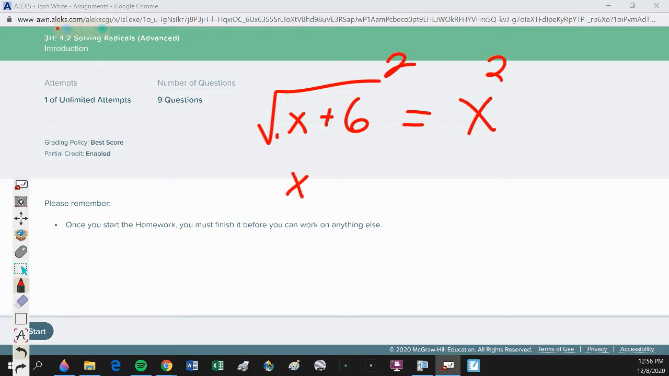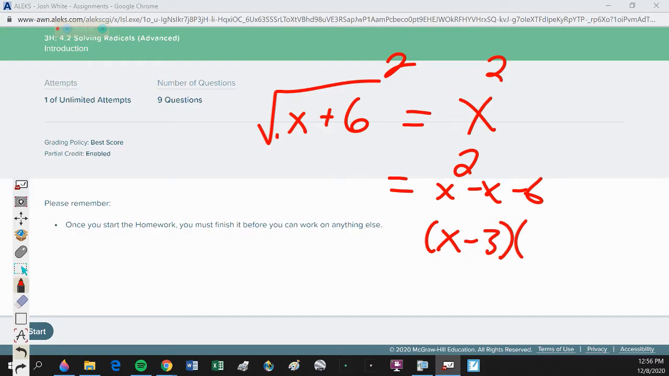We get x plus 6 equals x squared. So that should make you think quadratic. So we subtract x and subtract 6. That gives me x minus 3 and x plus 2. So x is 3 and negative 2. Are those okay? The negative 2 doesn't work.